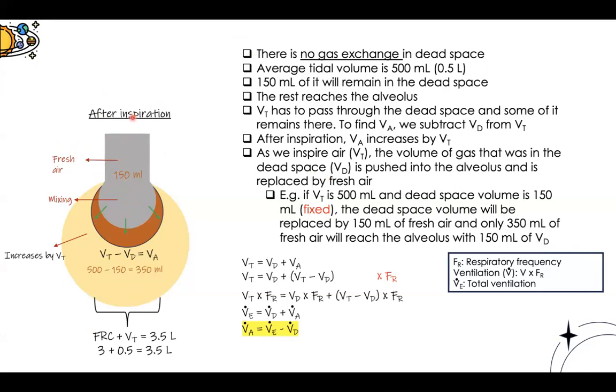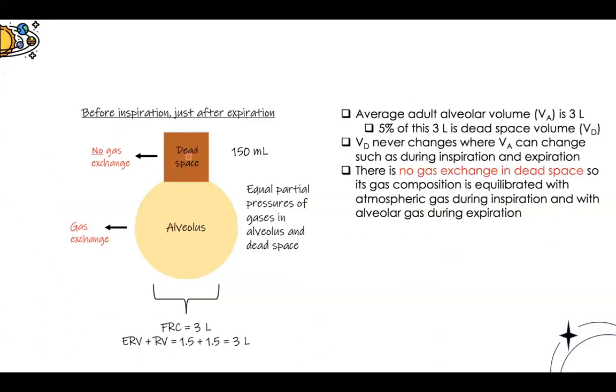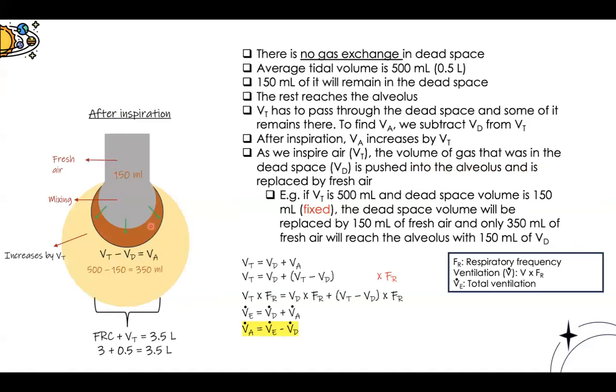For example, if your normal tidal volume is 500 ml, imagine I take in 500 ml. The alveolar volume increases by 500 ml, but there's a catch. Not all of that 500 ml that came into the alveolus is fresh air. 150 ml of that is the gas that was in the dead space earlier that has now moved into the alveolus, and 150 ml of the fresh air is now remaining inside the dead space.